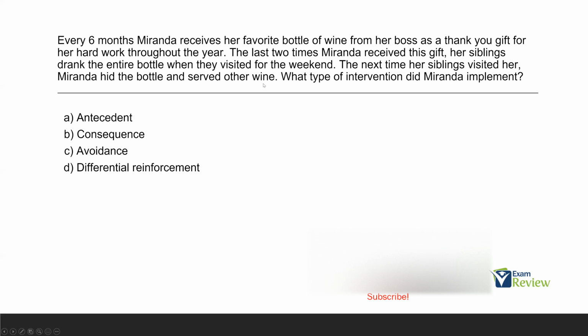Every 6 months, Miranda receives her favorite bottle of wine from her boss as a thank you gift for her hard work throughout the year. The last 2 times Miranda received this gift, her siblings drank the entire bottle when they visited for the weekend. Next time her siblings visited her, Miranda hid the bottle and served other wine. What type of intervention did Miranda implement?